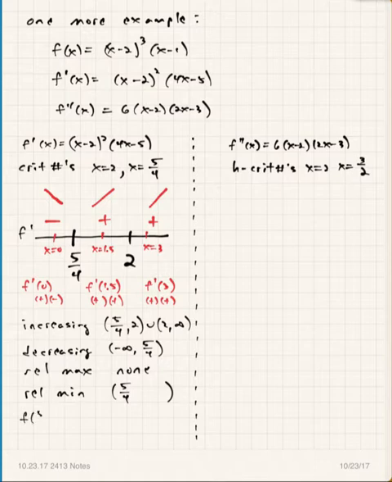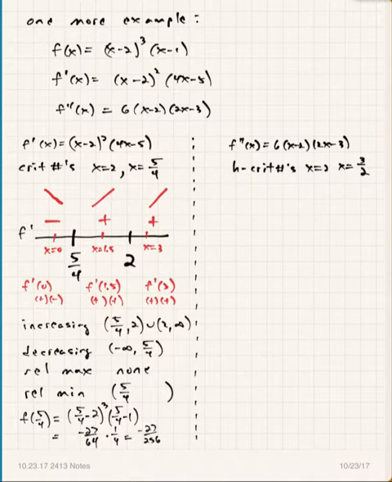F of 5/4, remember, go to the original function. So that's 5/4 minus 2 cubed, and then that's times 5/4 minus 1. So 5/4 minus 2, that's 5/4 minus 8/4, which is negative 3/4, and then you cube it, and you get negative 27 over 64. And then 5/4 minus 1, that's 5/4 minus 4/4, which would be 1/4. So this is times 1/4 right here. And so you get negative 27 over 256. Okay, so that's our relative minimum. Negative 27 over 256, like that.